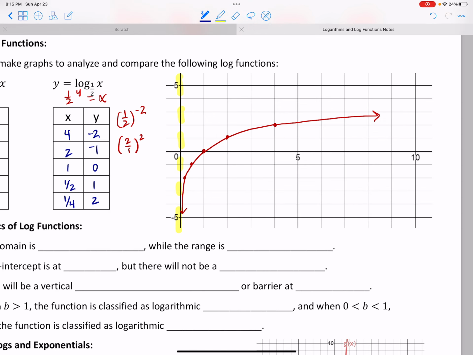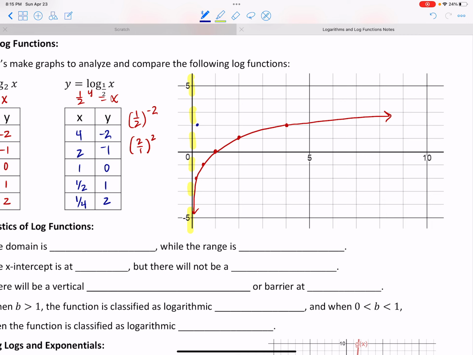So at 1/4 now my graph is up to positive 2, and then at 1/2 I'm at positive 1, and then at 1, 0, same point there. At 2 I'm down to -1, and then at 4 I'm down to -2. So we're going to be approaching the axis this way, and we're going to be decreasing as we go this direction. So this was our log with a base of 1/2 of x, and this was y equals the log with a base of 2 of x.